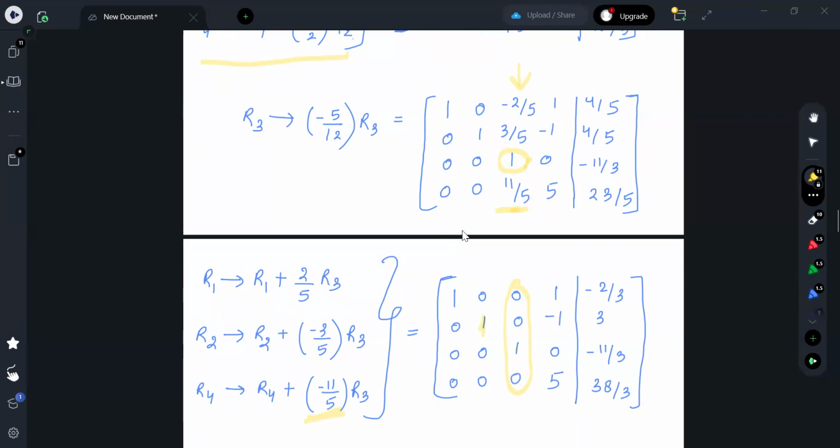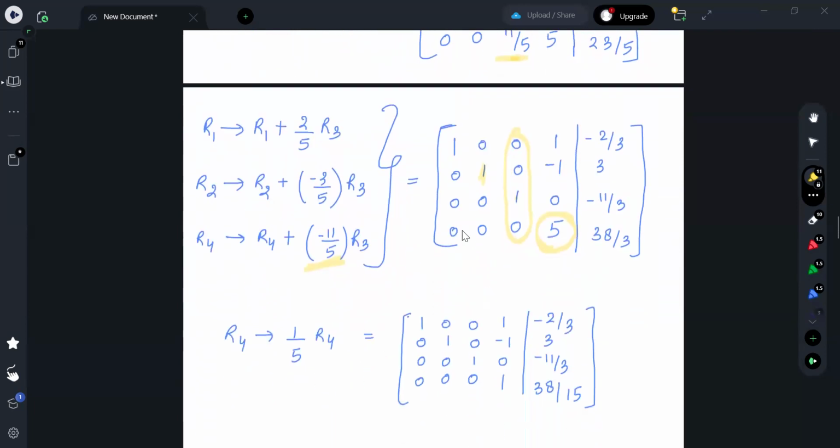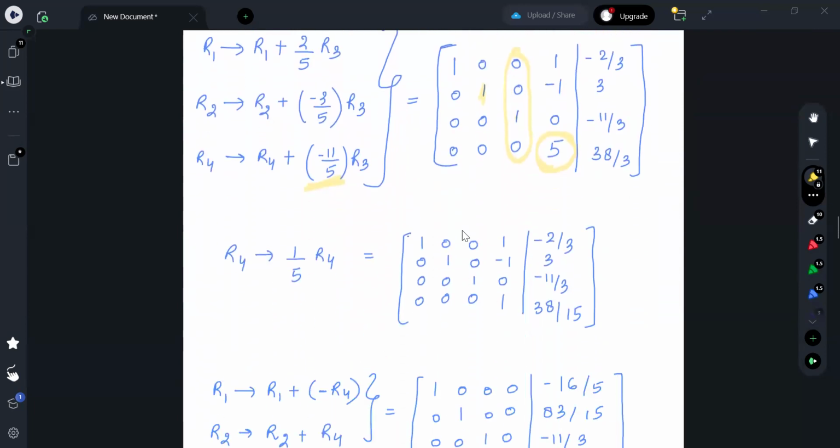I move on to the last pivot entry, which is this one. This is a 5, not a 1. So I need to make this a 1, straightforward. I divide everything by 5. So I operate on row 4. This is my row 1, row 2, row 3, row 4. I operate on row 4 and I divide everything by 5. There you go. The matrix looks very close to the reduced row echelon form now.